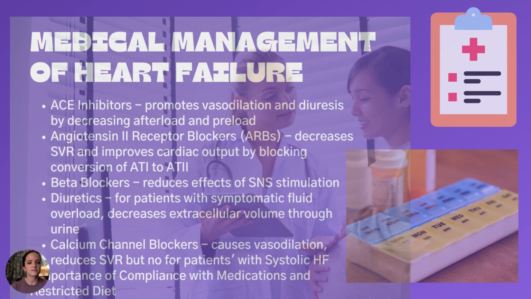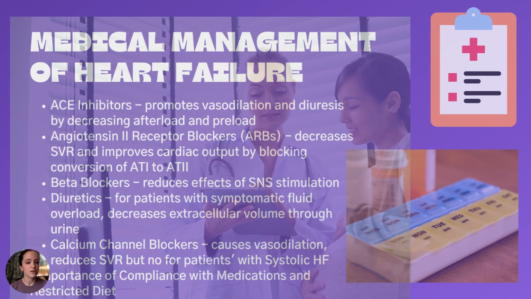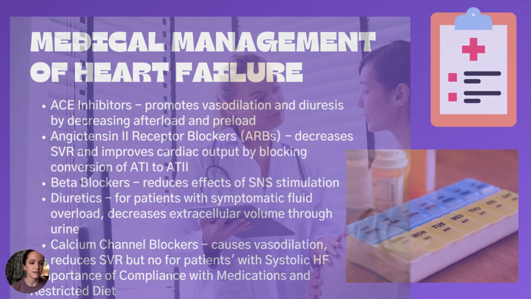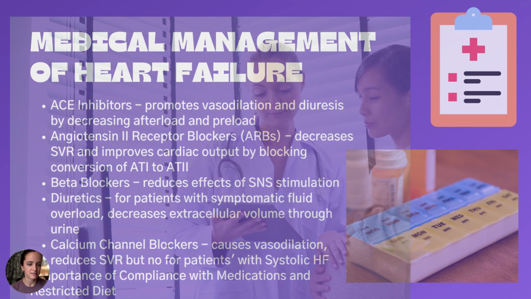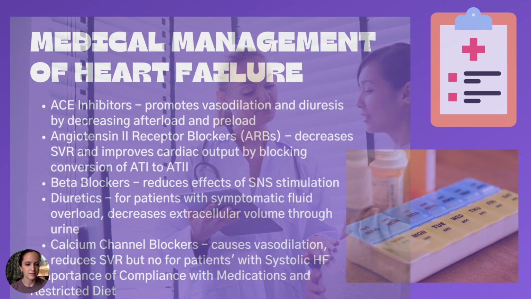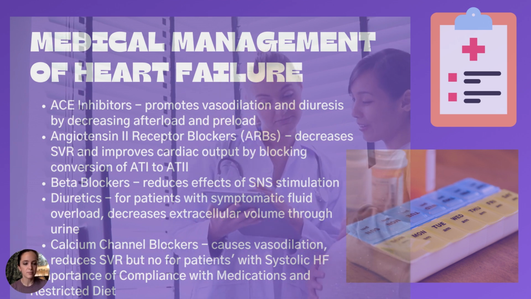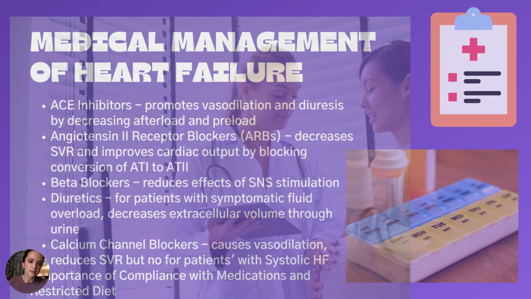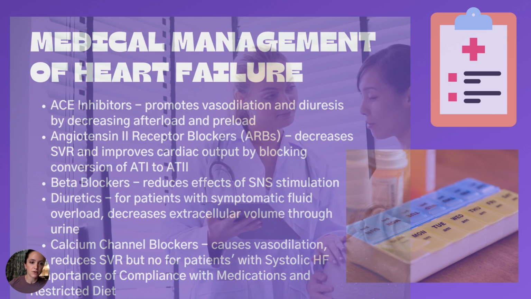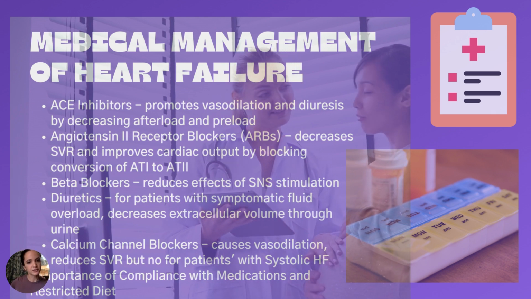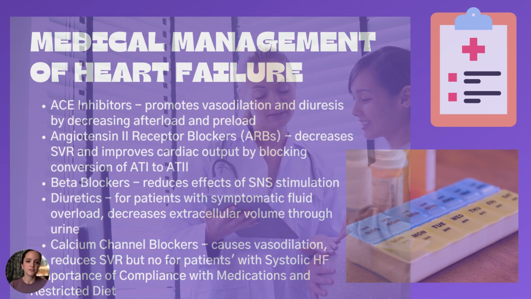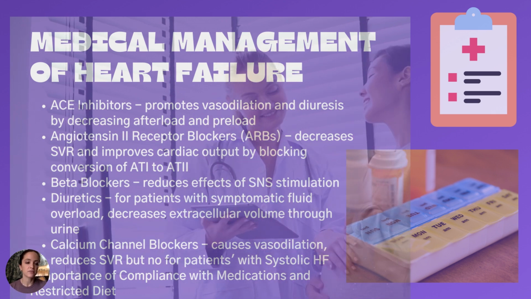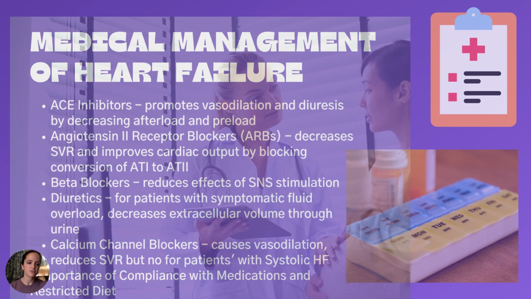Beta blockers are also a treatment of heart failure. It reduces the effect of the SNS, which is what we want. It's going to also decrease blood pressure and decrease heart rate. Diuretics, like I said before, like a Lasix or a Bumex or spironolactone, are going to help with those fluid overload patients. It decreases extracellular volume by putting out the extra volume through the urine.